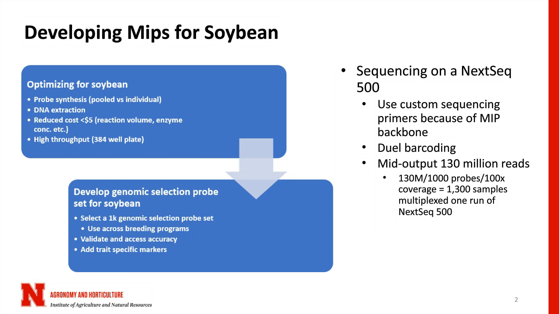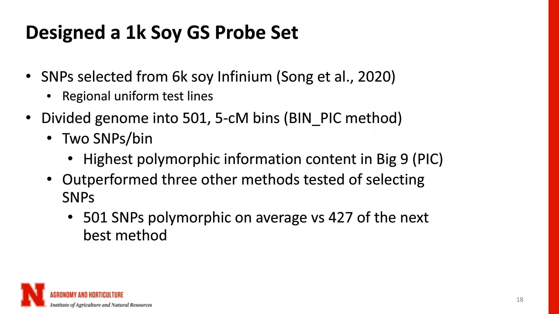In designing the 1K probe set, I worked with Aaron Lorenz at University of Minnesota, and Ben Campbell was his postdoc or PhD student. I don't remember which one he was at the time. I think PhD student. The SNPs were selected from the 6K Infinium chip that Qijian Song at the USDA in Beltsville had designed. The 6K had been run on regional uniform test lines that had been selected from North Central elite lines in that regional testing.